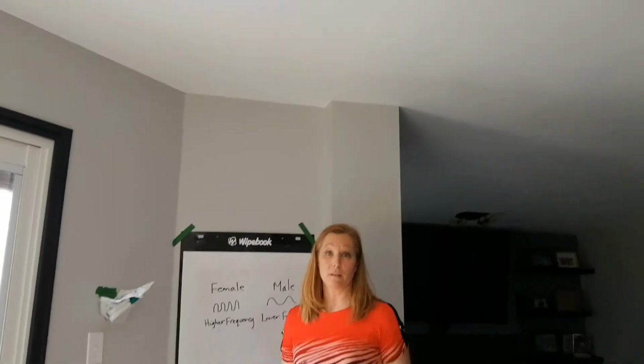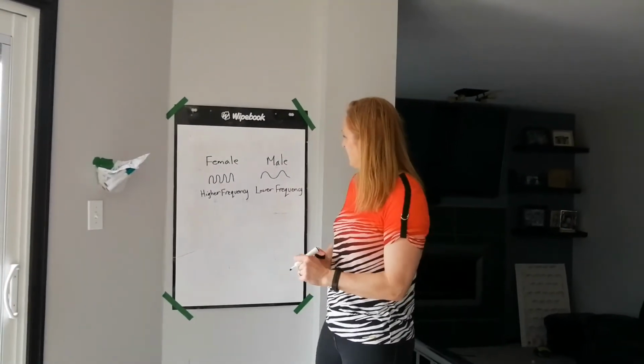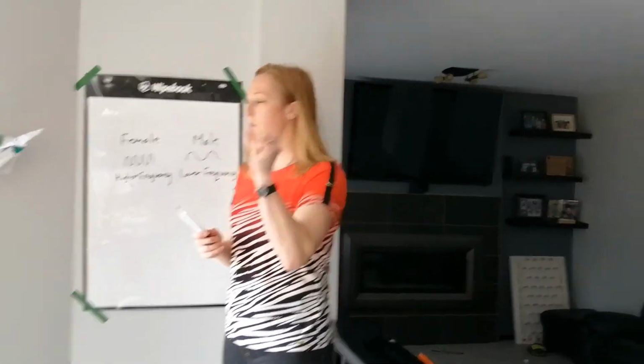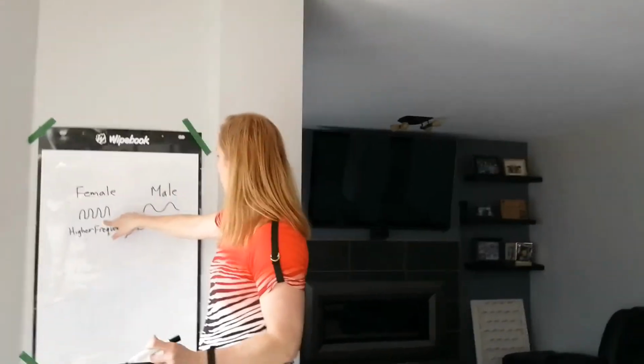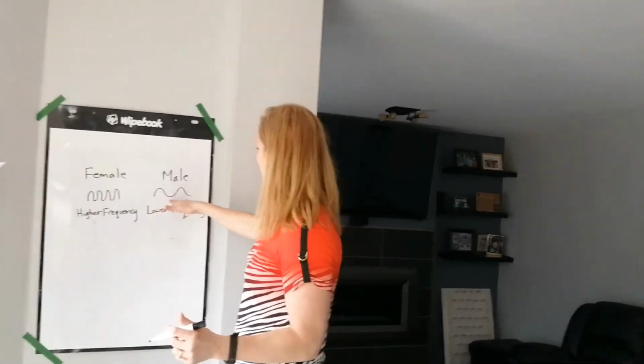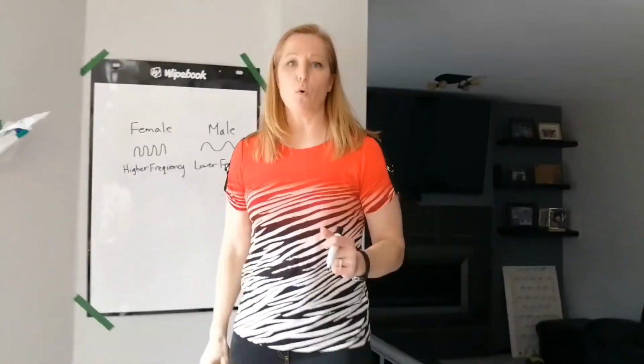Question 9 can be another tricky one if we don't think about doing a diagram. So they tell us that the female singer sings at a higher frequency. Remember that a higher frequency means that the waves are closer together, so it looks like this. Whereas the male sings with a lower frequency and the waves are a little bit more spread out. Using these 2 diagrams, you should be able to answer both parts A and B to those questions.